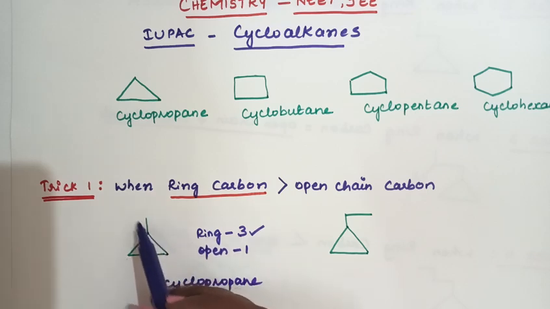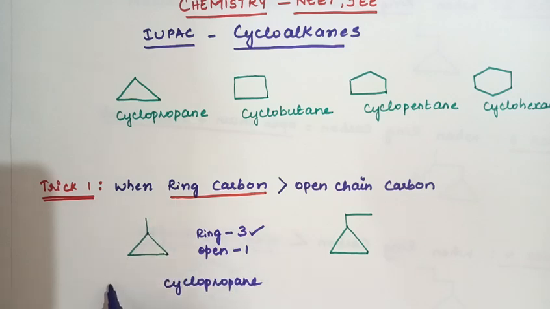The open chain will become the prefix. Only 1 carbon atom is present, so it becomes methyl. You can write 1-methyl, or you can just write methyl. So it is methylcyclopropane. This is the IUPAC nomenclature.